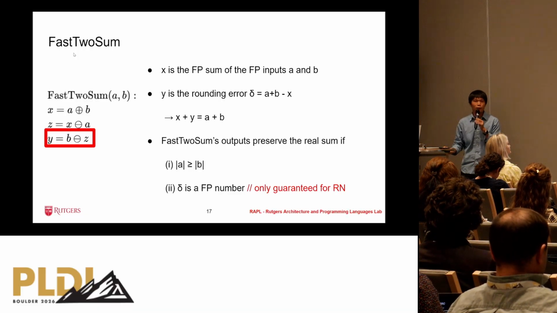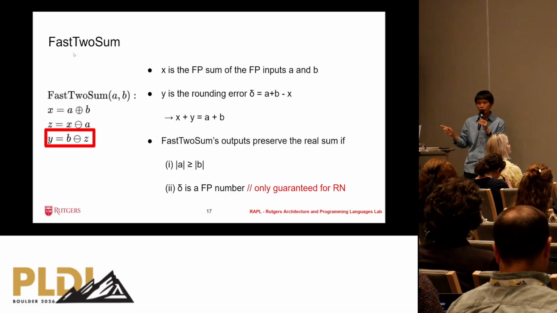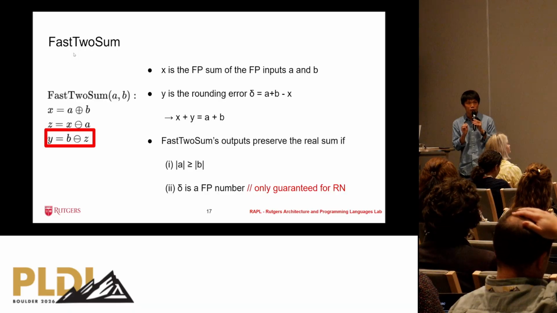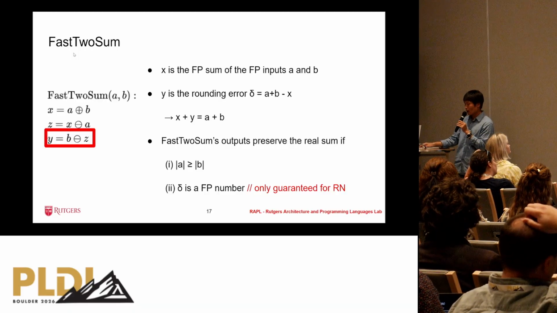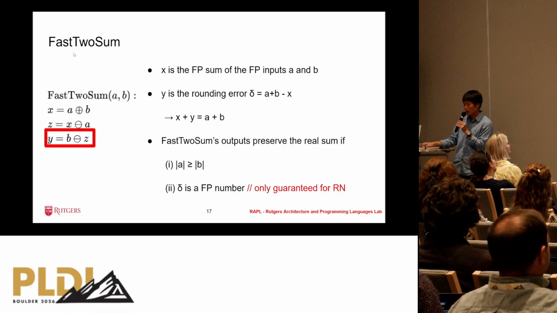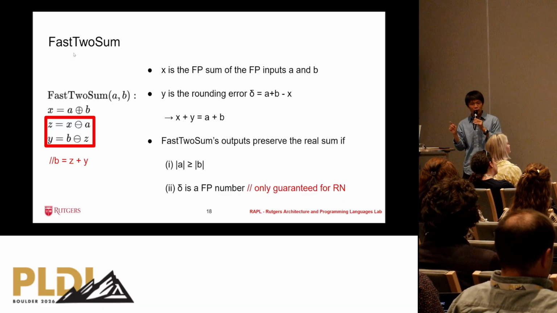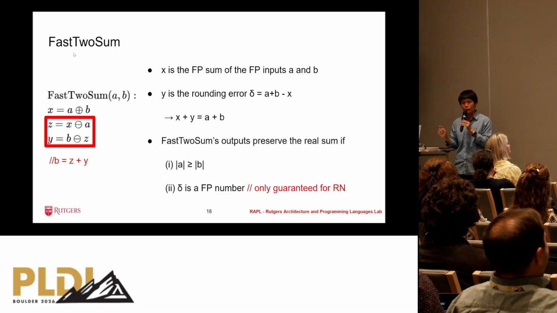Unfortunately, this is only guaranteed under round to nearest, so this guarantee will not hold under round to odd. Now let's assume that we're still using fast2sum under round to nearest. Round to nearest and fast2sum can give you some interesting properties. For example, it turns out that the sum of the intermediate outputs z and y is exactly equal to b.